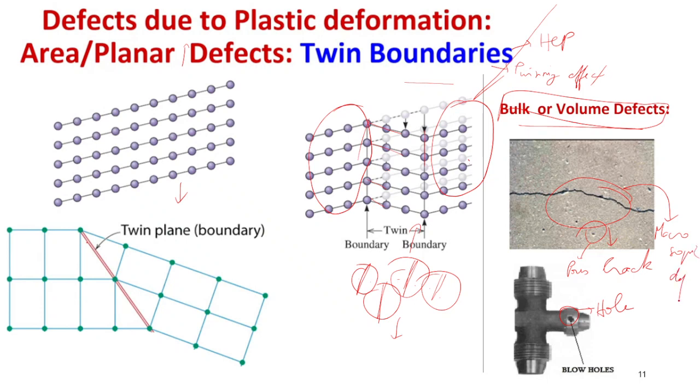Usually when we have twinning or any other defects at the atomic scale or the micro scale, they are beneficial. Whereas beyond the micro scale, it is usually non-beneficial to the material. So all these bulk and volume defects are usually non-beneficial to the material.